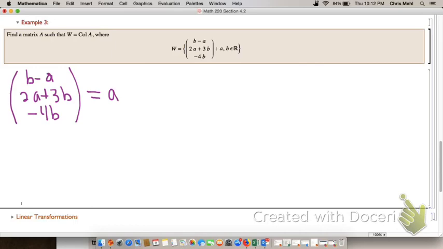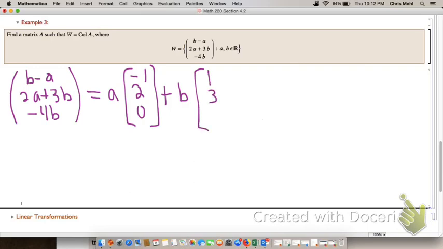So this can be rewritten as A times a column vector, where you're looking in each row for the coefficients of A. In the first row, the coefficient of A is -1. The second row, the coefficient of A is +2. And in the third row, the coefficient of A is 0. And then it's going to be plus B times the column vector 1, 3, and -4. So those were the coefficients of B in each row.